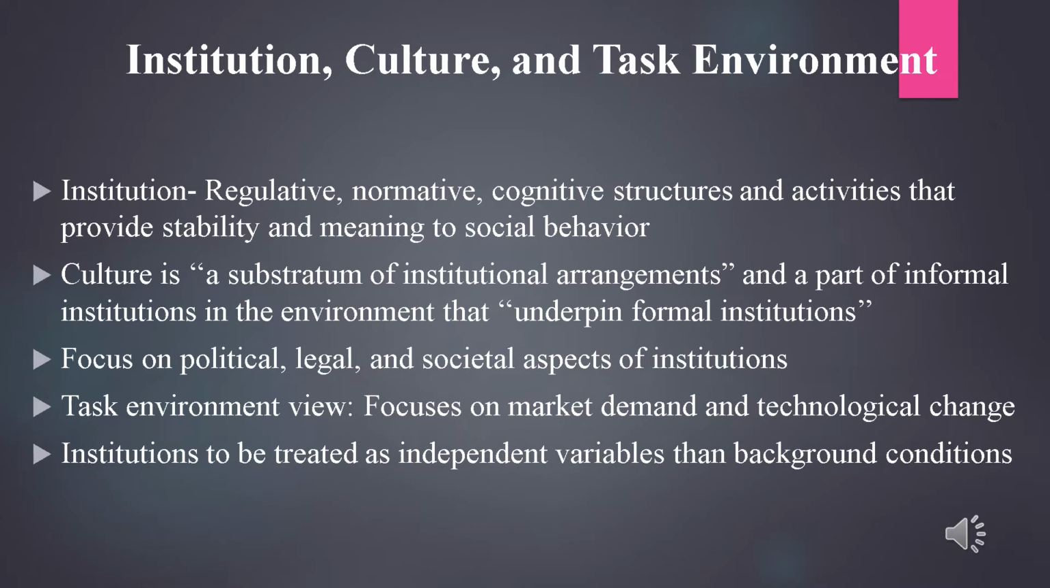Now, let us define what an institution is. Institutions are the regulative, normative, and cognitive structures and activities that provide stability and meaning to social behavior. They are the humanly devised constraints that structure human interaction. In this sense, institutions can be broadly classified as formal and informal ones. Institutions govern societal transactions in the areas of politics, law, and society.